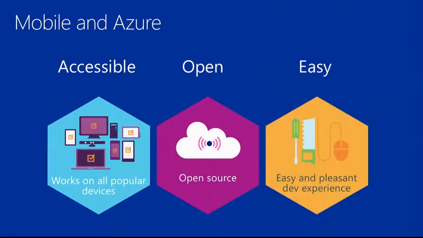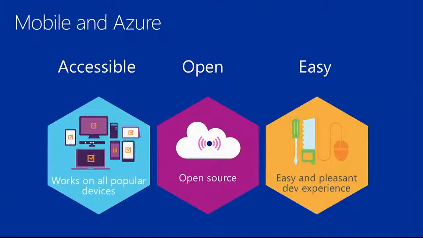So when it comes to mobile and Azure, we look at three different things. We want to make sure the stuff we're building is accessible, it's open, and it's easy. When we talk about accessibility, obviously iOS and Android are hugely, insanely popular devices. So when we build out services, we want to make sure these services can work with these operating systems. When we talk about open, we mean that we want to make sure you understand how things work and what's going on. So a lot of the SDKs we're going to look at today are all open sourced on Git.